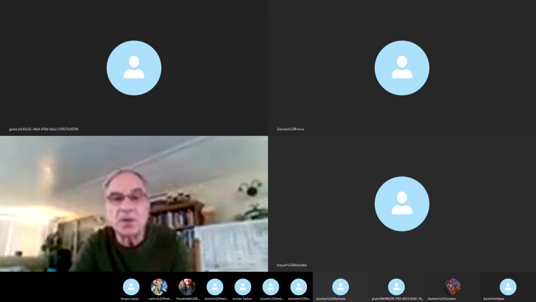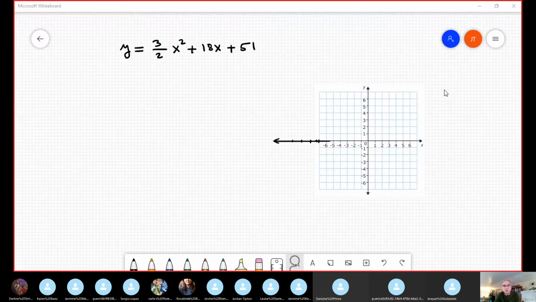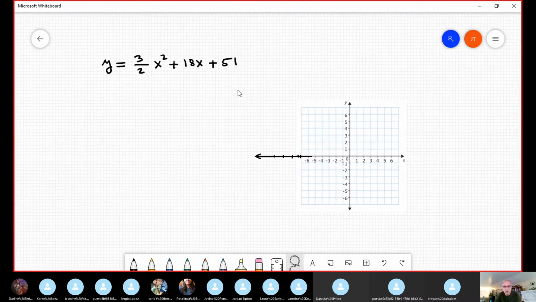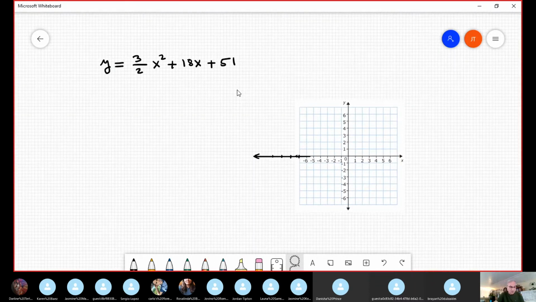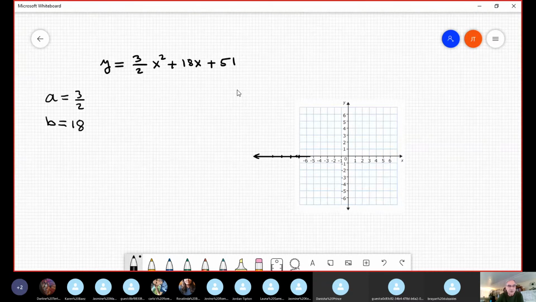Okay, I want to do one more problem about the quadratic function, no? Look, this is the quadratic function. It is expressed in standard or in vertex form. So we have two possibilities. Standard, very well. And since it's standard, A is 3/2, B is 18, and C is 51. And the question says that you want to graph this parabola.